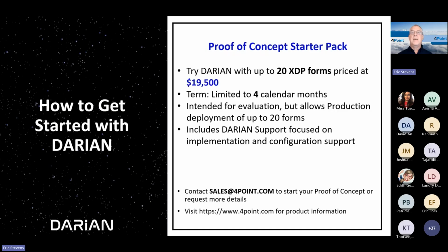So what we put together is a low-cost option where you can try 20 of your forms for $19,500 and use it for a limited amount of time, 4 months. You can put it into production, all right, if you want, but it's intended for evaluation so that you can try it out, get AEM set up, get it tested, evaluate the experience, decide which forms.